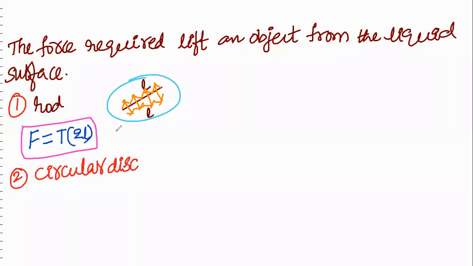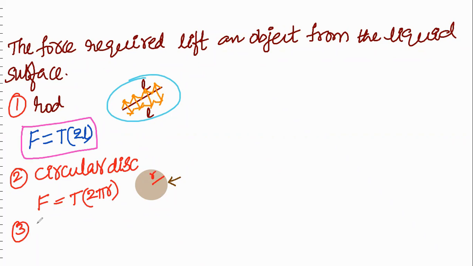If you want to remove that circular disc, the force required, F, is equal to surface tension into only one surface area is free. For this circular disk, if you take that outer surface, only one surface will be free. That's why surface tension into 2 pi r, the circumference of this disk, is taken as 2 pi r. R is the radius.